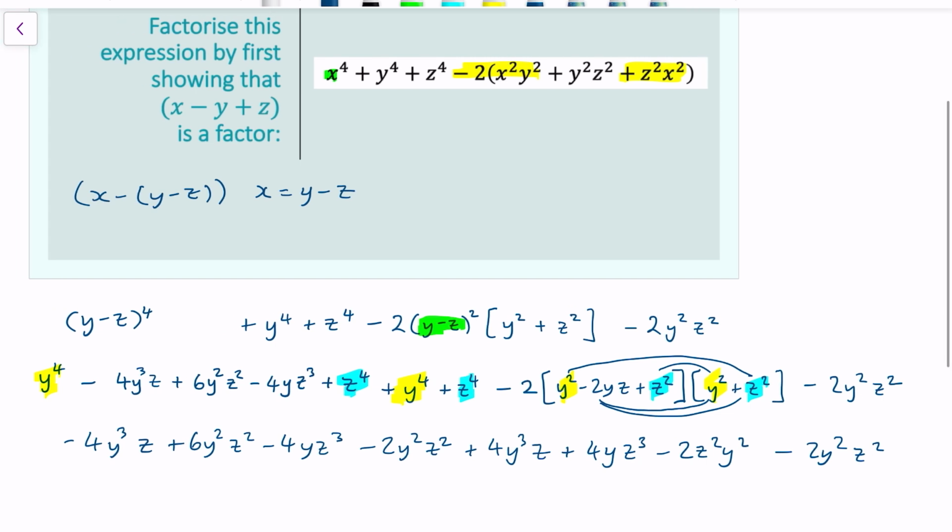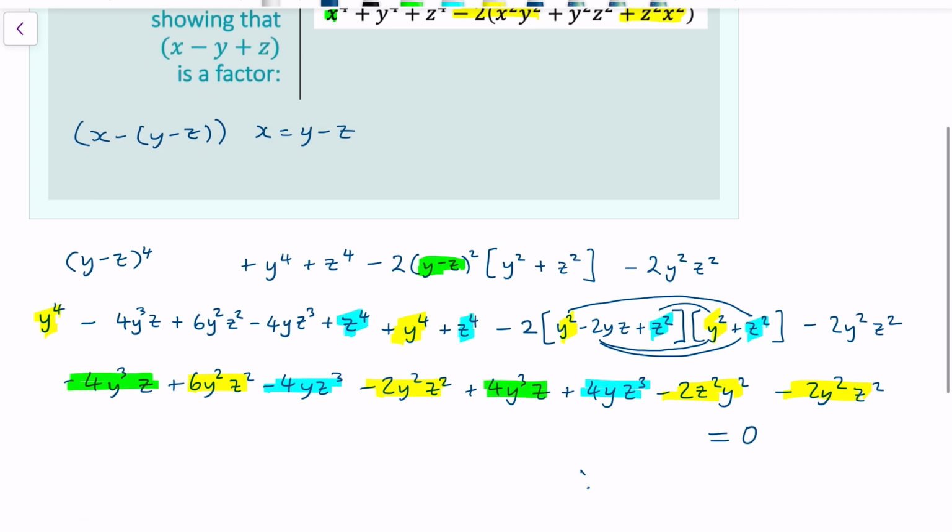Okay, let's see if we've got other stuff cancelling. Minus 4y cubed z plus 4y cubed z. Okay, that's good. Minus 4yz cubed plus 4yz cubed. And then the last one's y squared z squared, 6y squared z squared, minus 2 of them, minus 2 of them, minus 2 of them. So everything cancels, equals 0, therefore x minus y plus z is a factor.